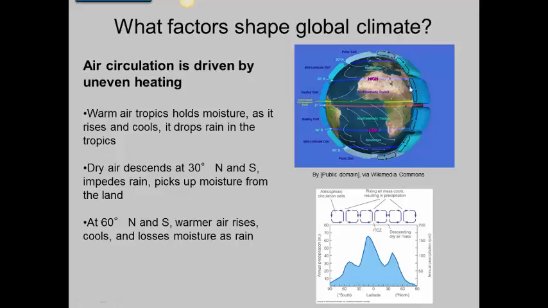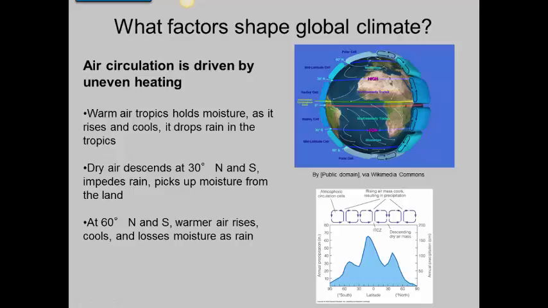Just another little explanation about this figure. Think of these cells as like inner tubes that go all the way around the planet. Each of these cells goes all the way around the planet. This is a cross section through one of those cells. Okay, so we've got warm air masses rising in the tropics. As they rise, they cool and they drop a lot of precipitation in the tropics.